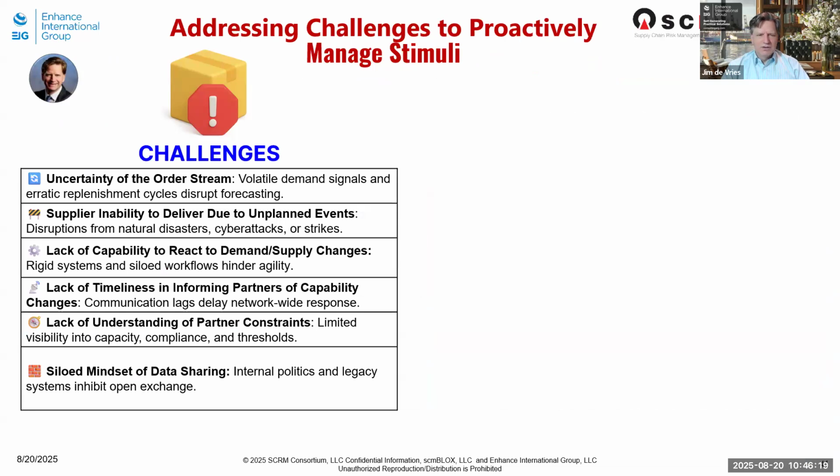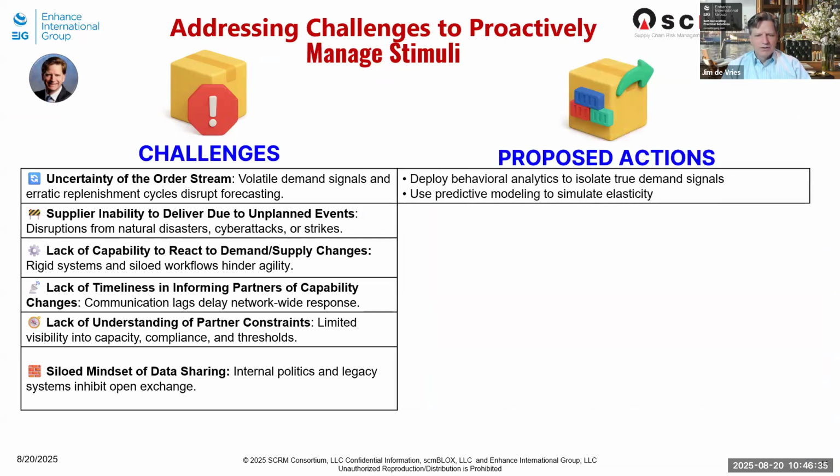So we try to summarize here some challenges to proactively manage stimuli and give some best practices we've seen throughout the years. We'll start off with uncertainty of the order stream that we've been talking about quite a bit. And some proposed actions is deploy some behavioral analytics, isolate true demand signals, and use predictive modeling.